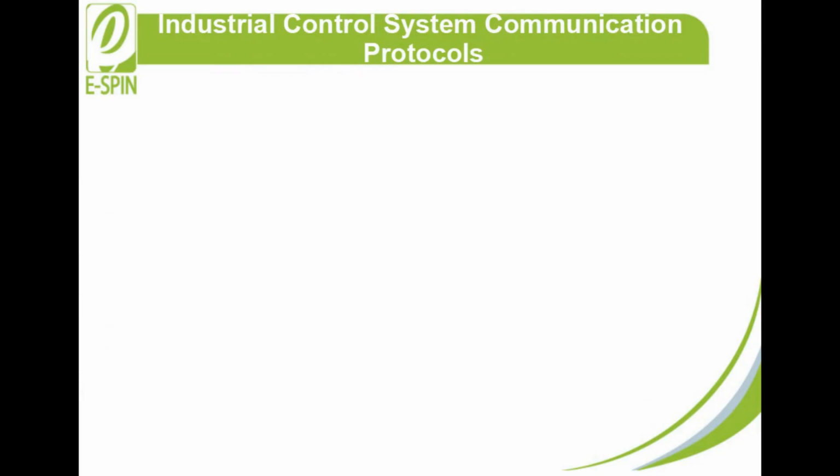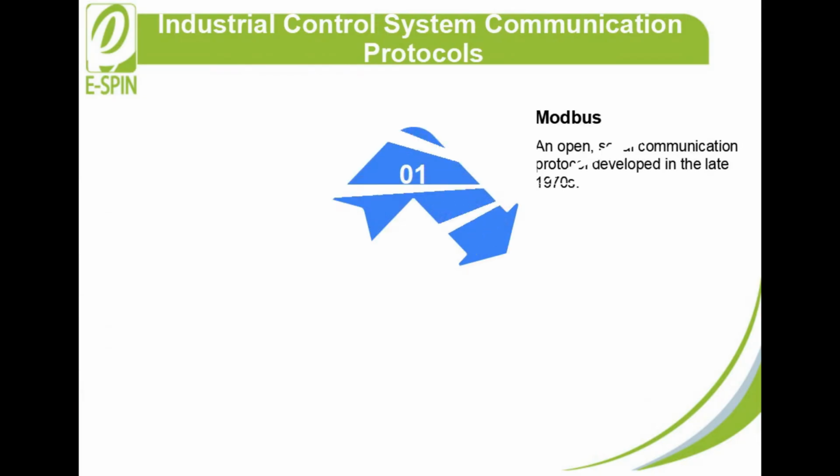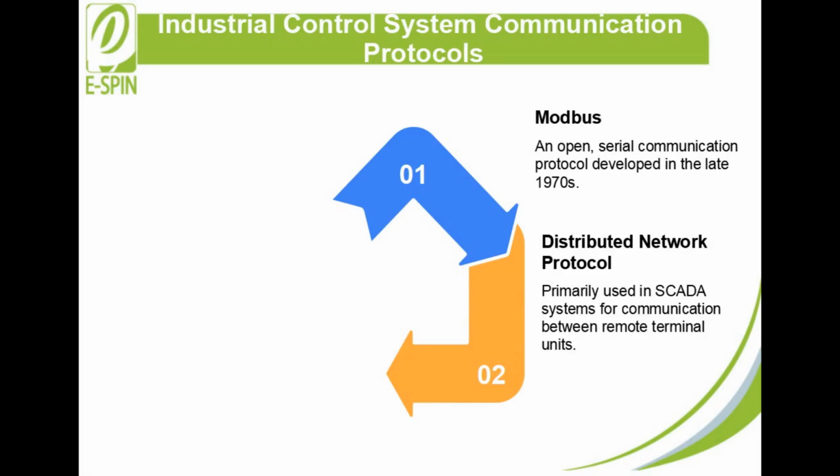Industrial Control System Communication Protocols. 1. Modbus, a serial communication protocol developed in the late 1970s. Modbus is widely used in industrial automation due to its simplicity and reliability. 2. Distributed Network Protocol, primarily used in supervisory control and data acquisition systems for communication between remote terminal units, intelligent electronic devices, and control centers. Popular in sectors like power generation, water management, and other utilities, where it helps manage remote equipment over long distances.